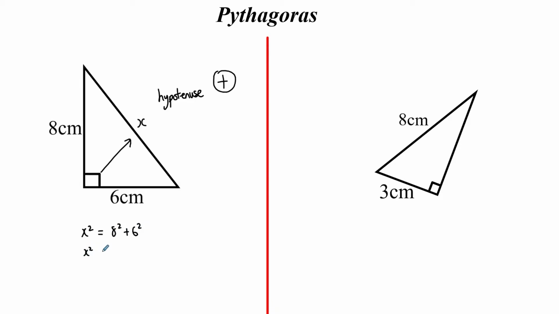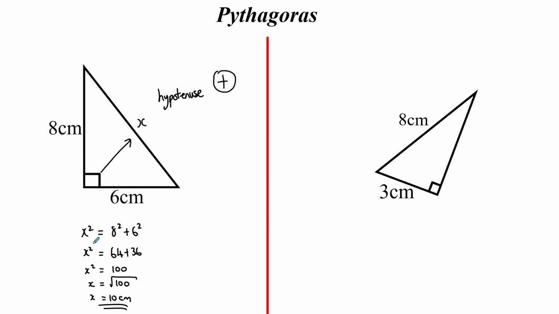Your working follows through from that, so it's 64 plus 36, and that gives you 100. Square root that. We don't want x squared, we just want x, so the opposite of squaring is square rooting. The square root of 100 is 10 centimeters. So that's your Pythagoras working.